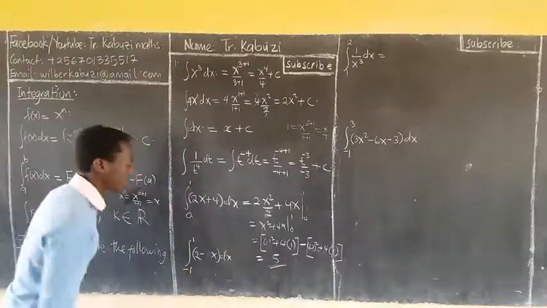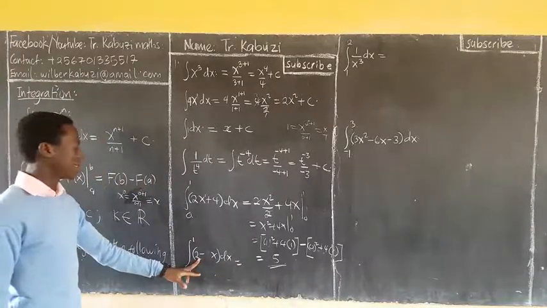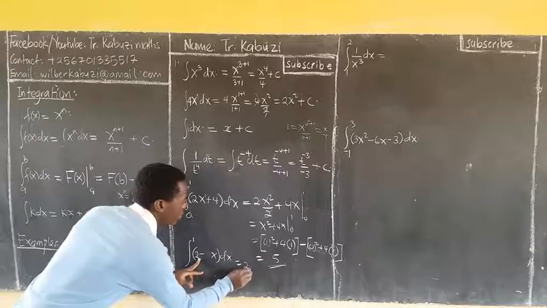When I now come to this, you see that this one is a constant, so when I integrate a constant, I'll be adding 2x.